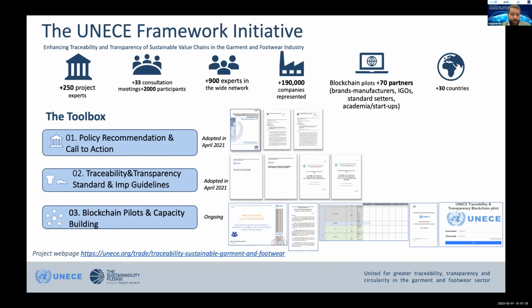We have developed a traceability and transparency standard and implementation guidelines that include business process analysis for textile and leather, business requirement specifications, and a data model, and also a mapping of legislation around the world on this topic, and also a policy recommendation and call to action. These instruments were adopted by the UN/CEFACT plenary in April 2021. So you can find them online.